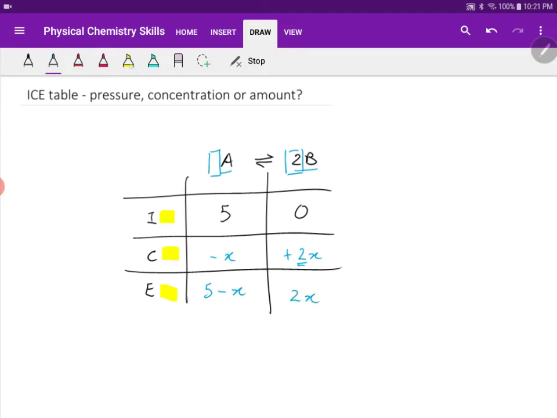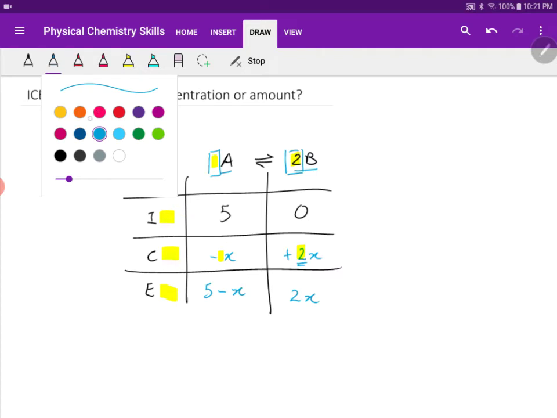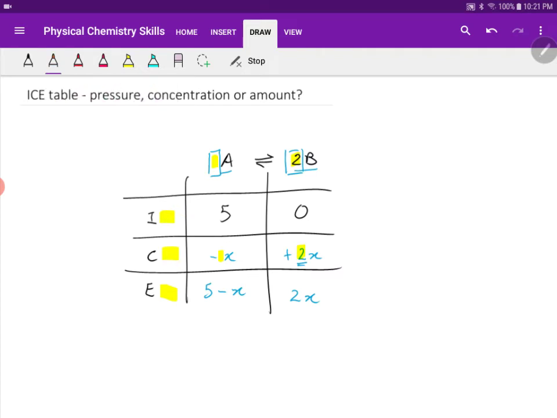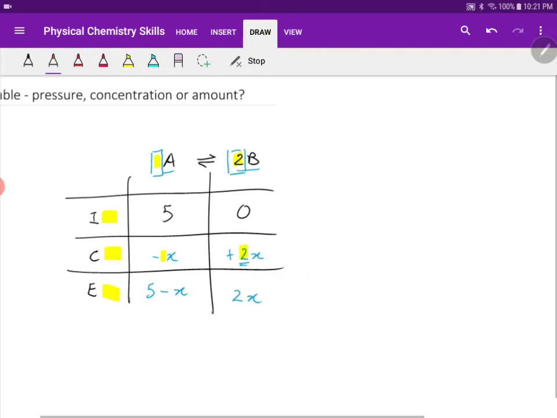So if you look at this, you'll notice that the reason why this is 1 to 2 is because we are looking at the mole ratio. So in fact, using the amount is actually the most accurate answer. So in that case, when can we use pressure and concentration?